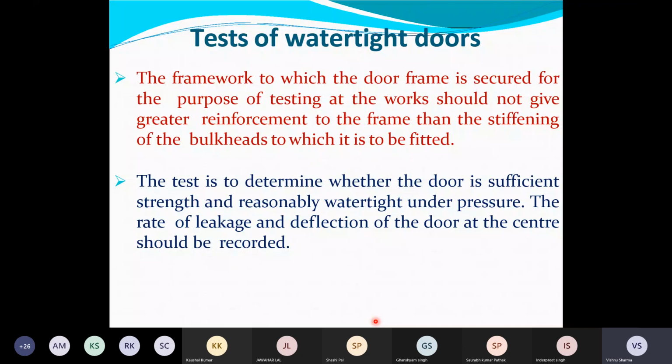The test is to determine whether the door has sufficient strength and is reasonably watertight under pressure. The rate of leakage and deflection of the door at the center should be recorded. Of course, that's not our job. It's the people who are testing it ashore. They will see how much is the leakage under that pressure head, how much is the deflection, and if they are within acceptable limits, the door passes the test. Otherwise, the door would be rejected.